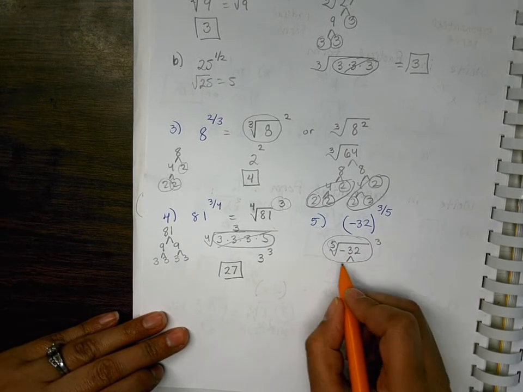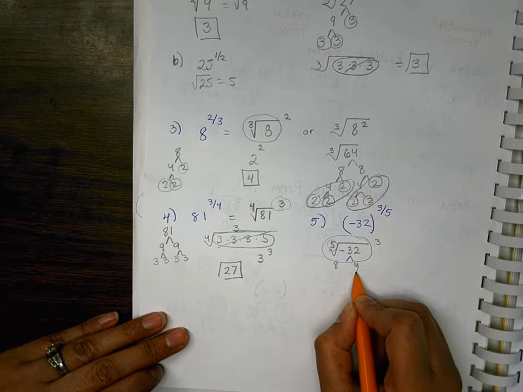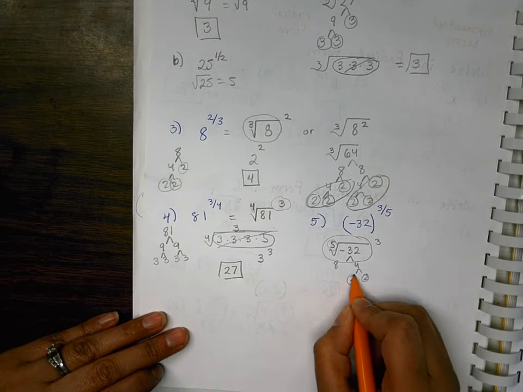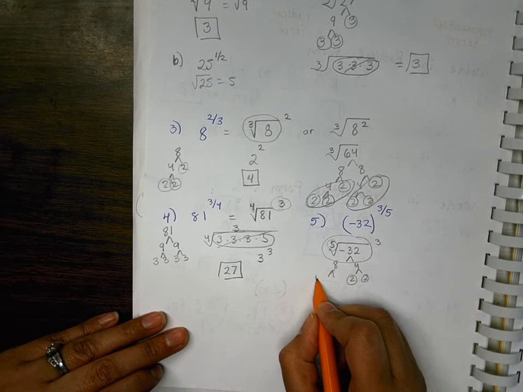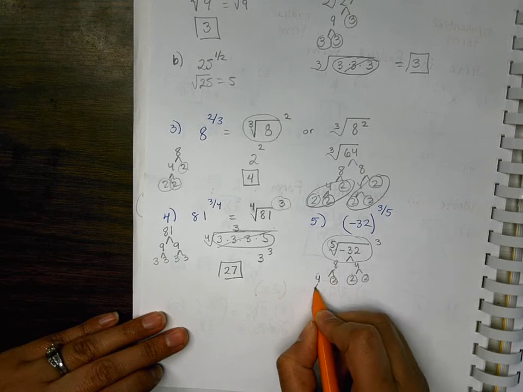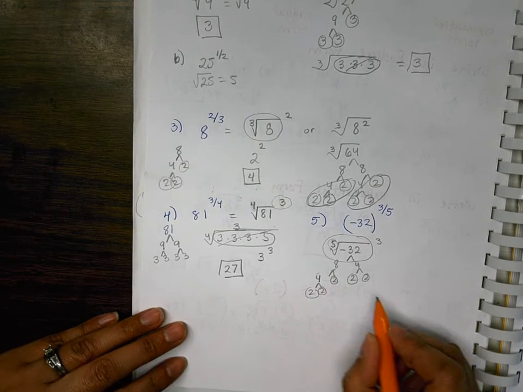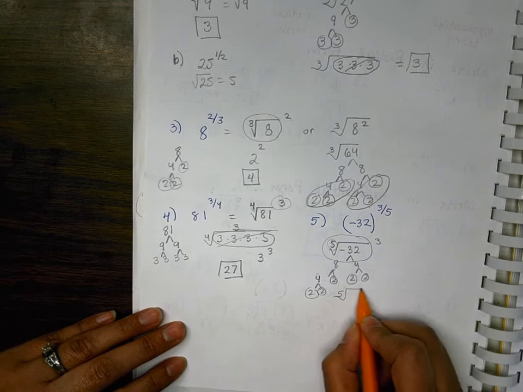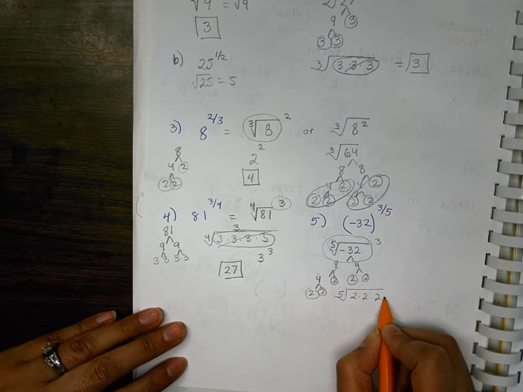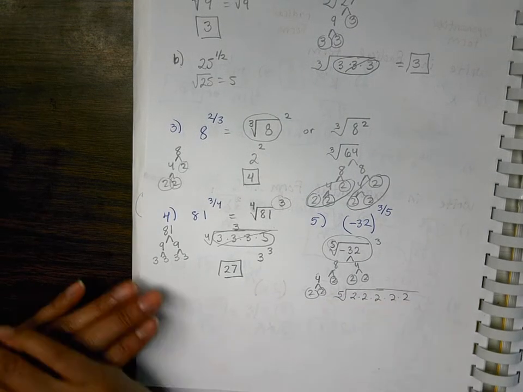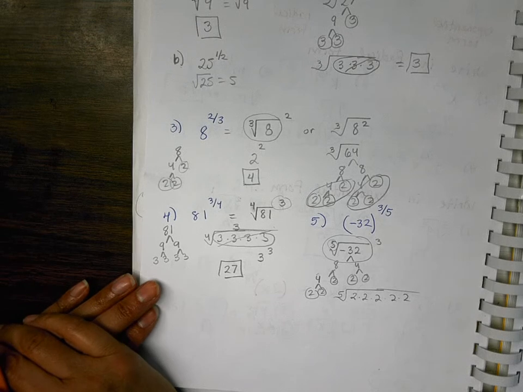32 is what? 8 and 4? 4 is 2 and 2. And 8 is what? 2 and 4. And 4 is 2 and 2. 1, 2, 3, 4, 5. Yes or no? The 5th root of 1, 2, 3, 4, 5 2's, do I have enough to come out?